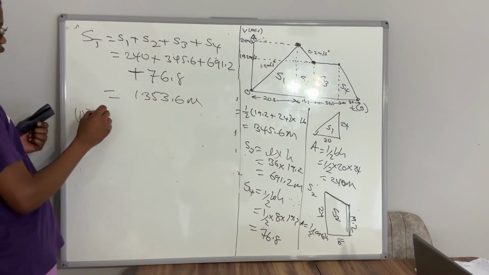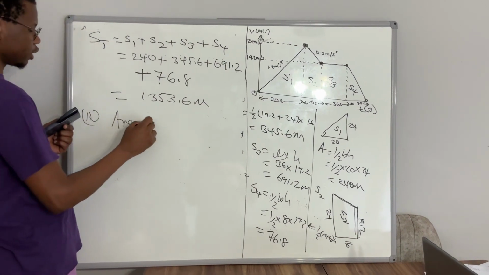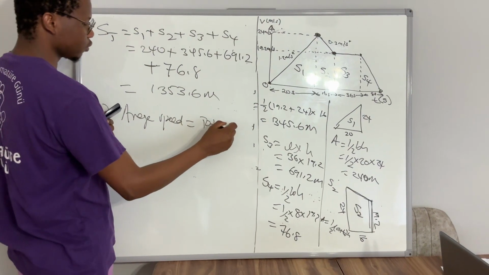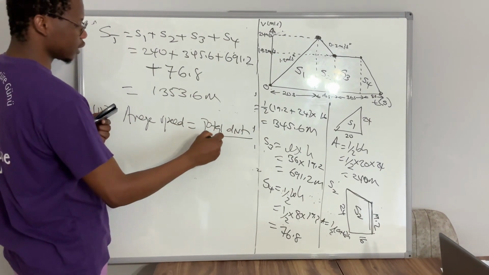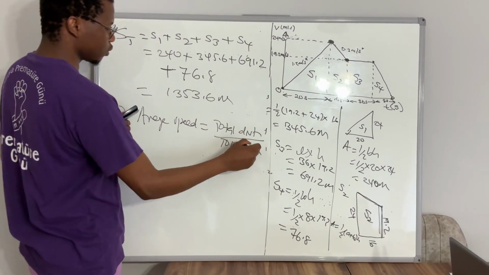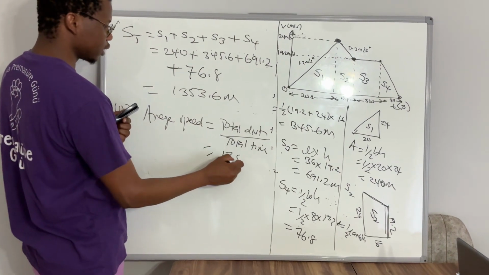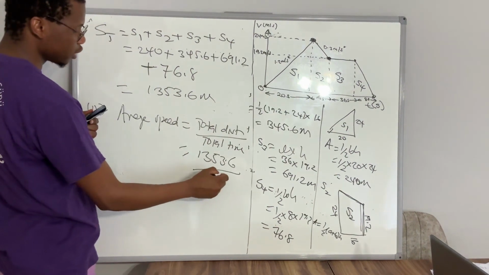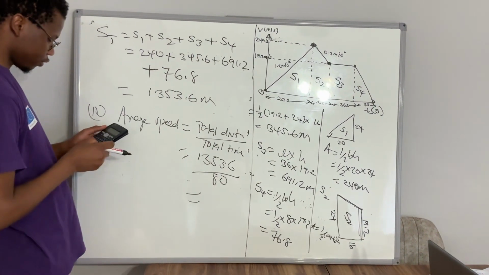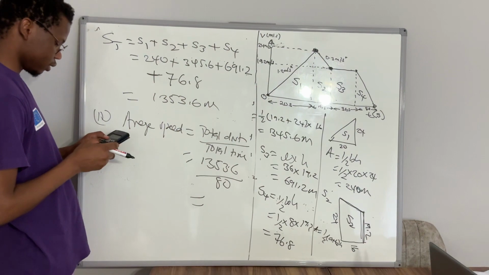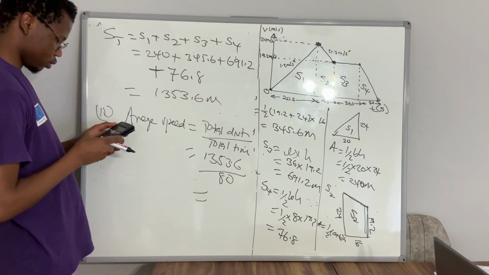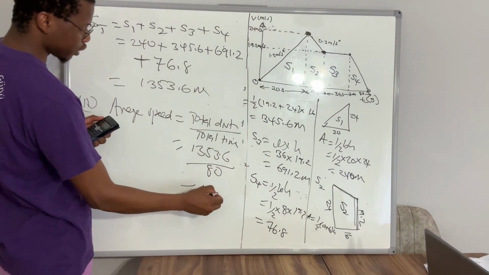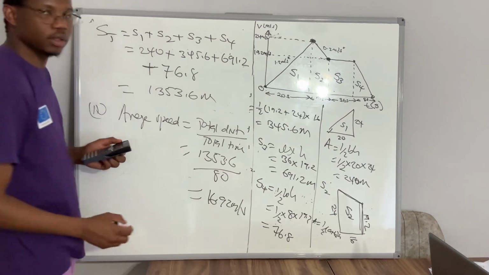The final question is the average speed. The average speed is the total distance divided by the total time. And what is the total distance? 1353.6. And the total time, if you calculate everything, is 80 seconds. So if you divide, you're going to have 16.92 meters per second. That is the answer.